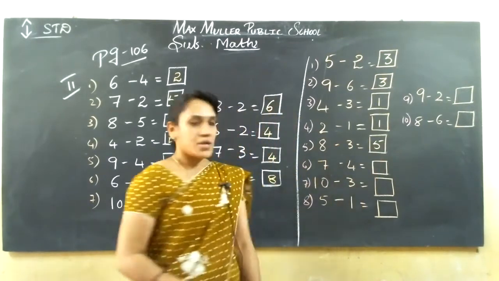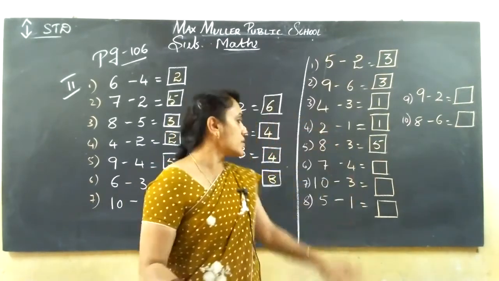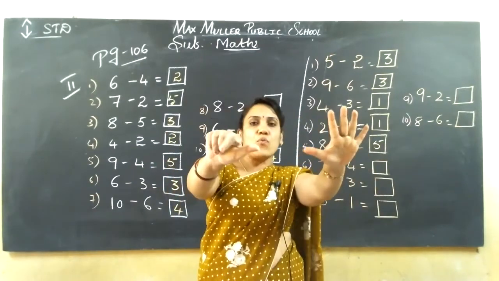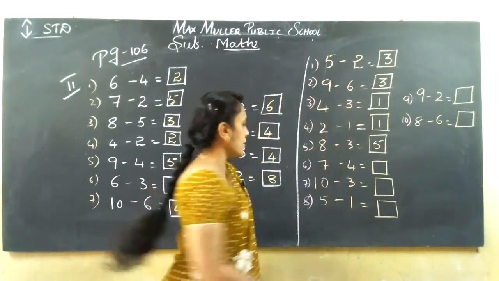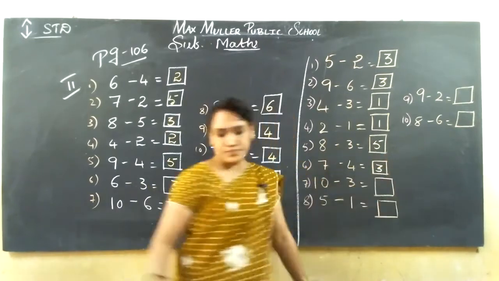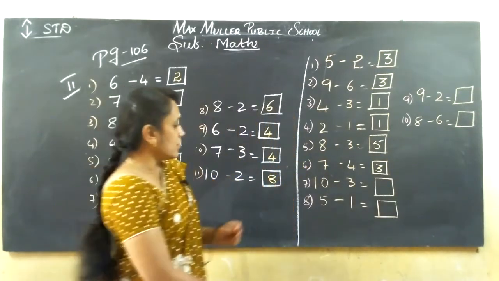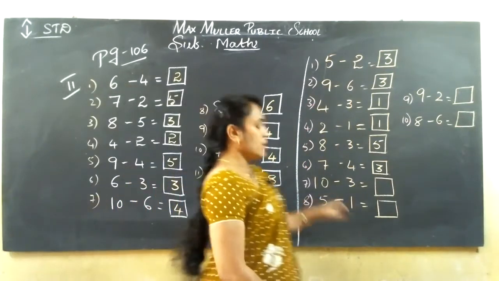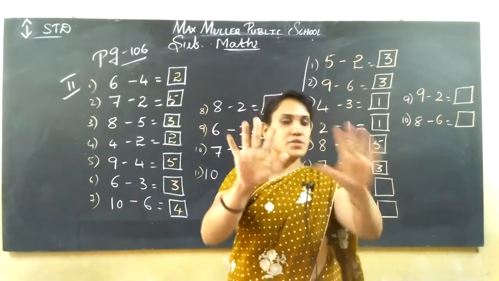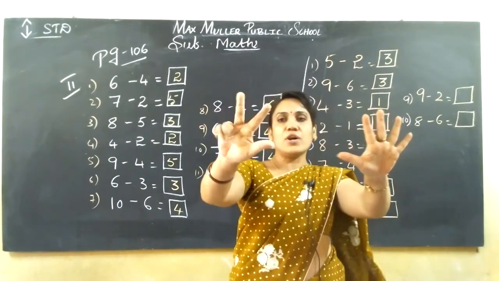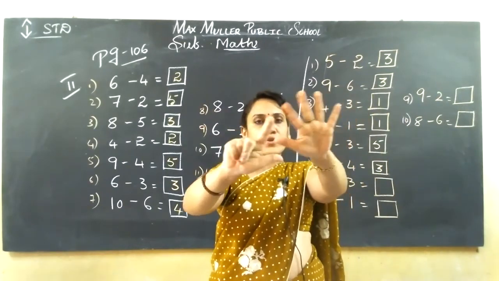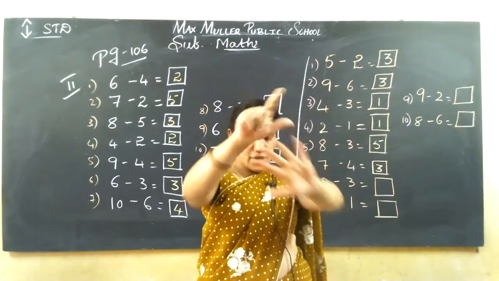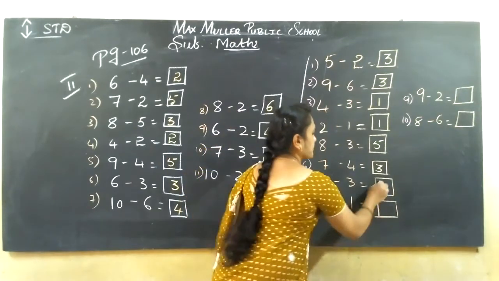Next, 7 fingers. Keep how many? 7 fingers. Fold how many? 4. 1, 2, 3, 4. Balance 3. Okay. Next, keep 10 fingers. 10 fingers keep. Fold 3. 1, 2, 3. What's the balance? 1, 2, 3, 4, 5, 6, 7 balance.